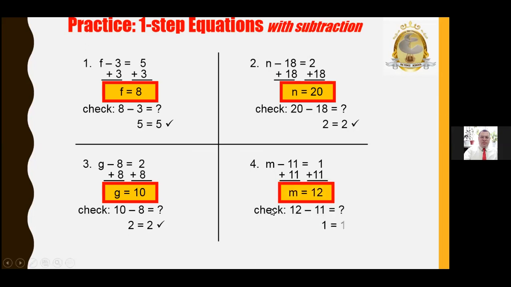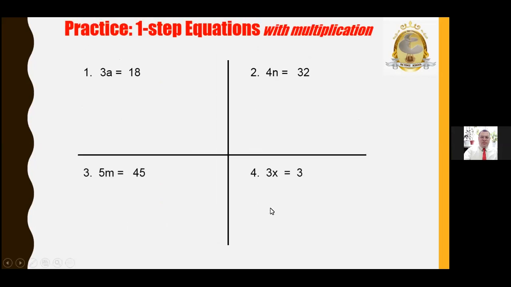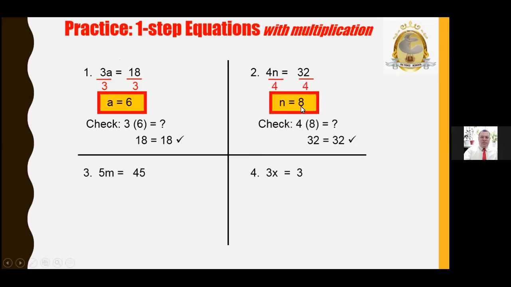The other type of questions uses multiplication, so we will divide. Because this is 3a, 3 times a, we will divide by 3. 18 divided by 3 equals 6. Question number 2, we will divide by 4. Then the value of the variable n equals 8. 32 divided by 4.